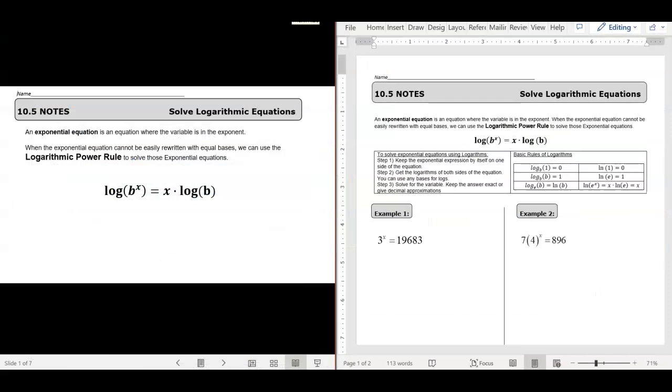All right. So first thing on our notes, it says an exponential equation is an equation where the variable is an exponent. Okay, exponential, x is in the exponent. So when the exponential equation cannot be easily rewritten with equal bases, we can use the logarithmic power rule to solve those exponential equations, which means you take that x in the exponent, bring it out front. Okay, this is stuff we learned in 10.3c, and we kind of went over it in our warm-up.